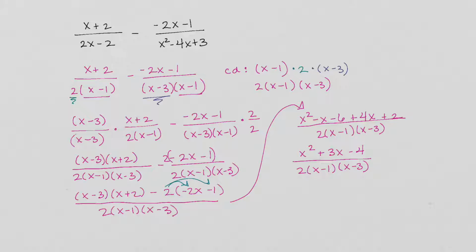Now, we can identify our domain restrictions here. So we ask ourselves what values of x would make the denominator 0. So the first little binomial there, x cannot equal 1. And the second binomial, x minus 3, x cannot equal 3. And so our domain restrictions are x cannot equal 1 and x cannot equal 3, like that.